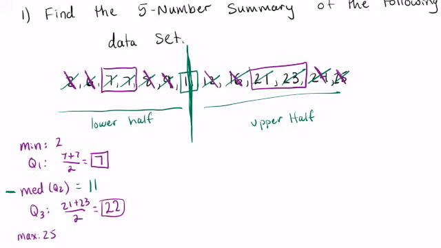So that is my 5-number summary. I have my minimum value at 2. I have Q1, the median of the lower half, at 7. I have my median, which is the middle number of the data set, at 11. Q3 we found as the upper half median, and that's 22. Then our maximum term was 25. So again, very easy, very straightforward.